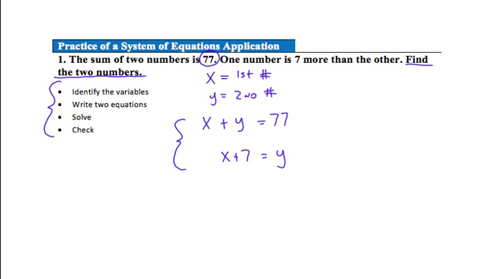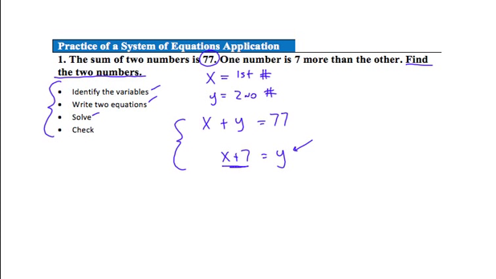So that equation right there says that y is bigger than x. And that's okay because we don't know which number is bigger than the other. So this says that y is 7 more than x. And that way if I was to add 7 to x, then we would end up with this statement of equality. So that makes sense. There's my second equation. Now that I've identified the variables and written the two equations, let's go ahead and solve this thing.